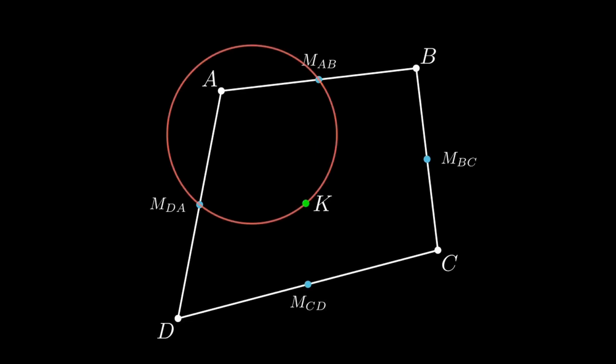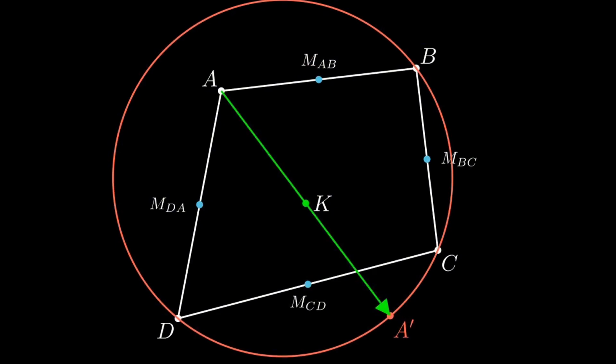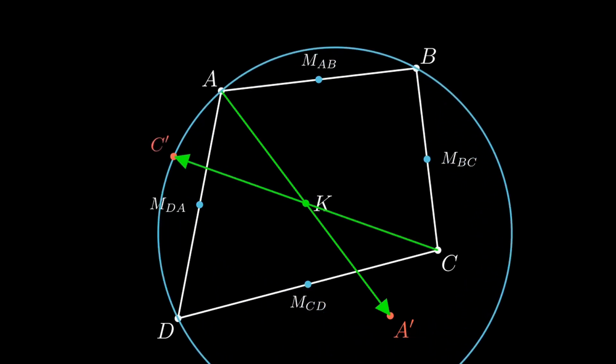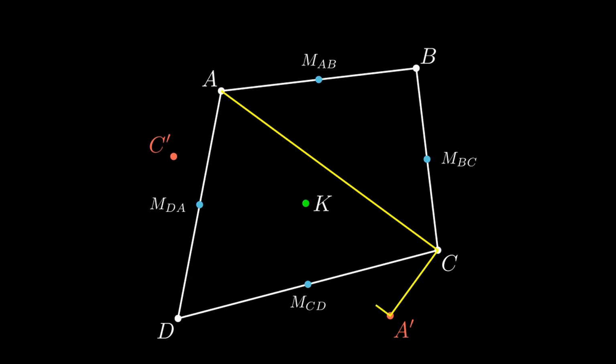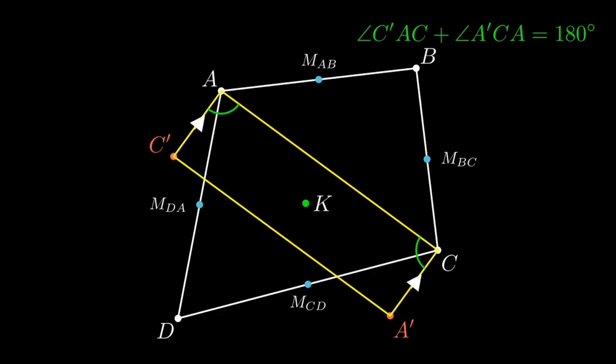Suppose the operation of scaling the first smaller circle back to the circle BCD with scale factor 2 takes the point K to A prime on the circle BCD. Similarly, scaling the third smaller circle back to the circle DAB with the scale factor 2 takes the point K to C prime on the circle DAB. Observe that the quadrilateral AC, A prime, C prime is a parallelogram because the diagonals bisect each other as the scale factor was 2. Hence, the sides AC prime and CA prime are parallel. Therefore, the sum of interior angles C prime AC and A prime CA is 180 degrees.